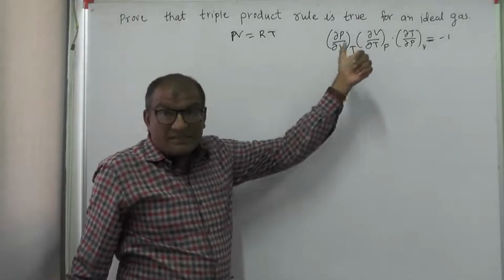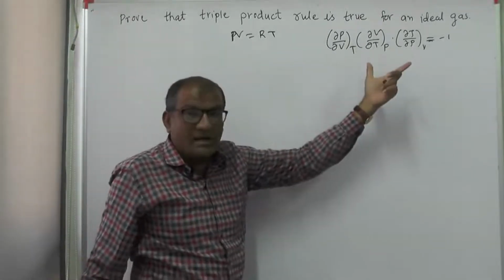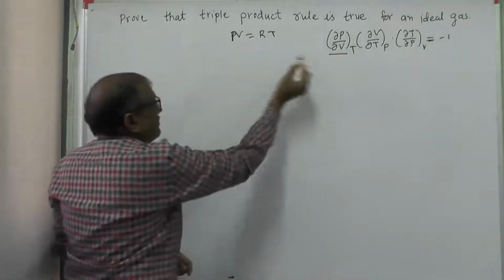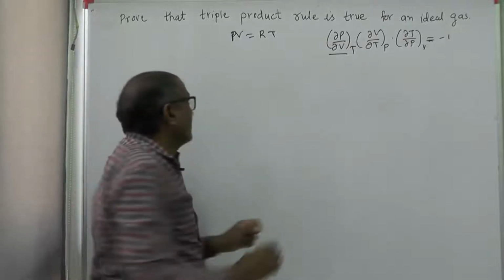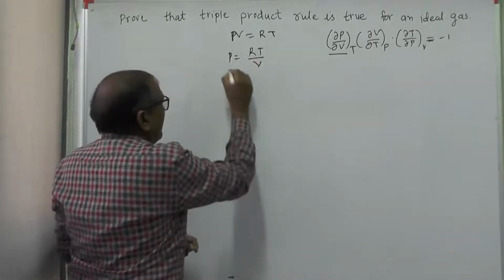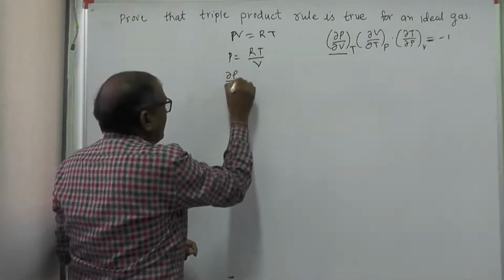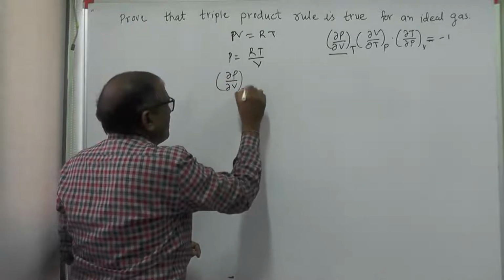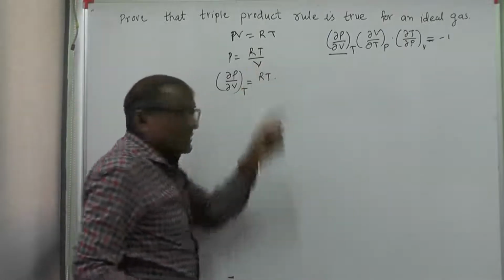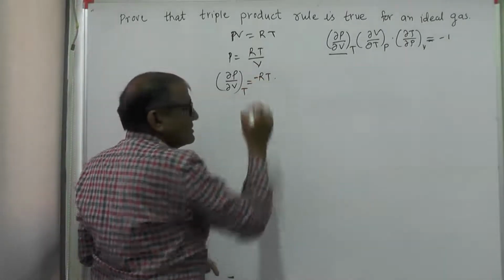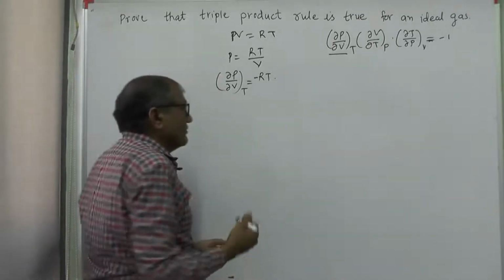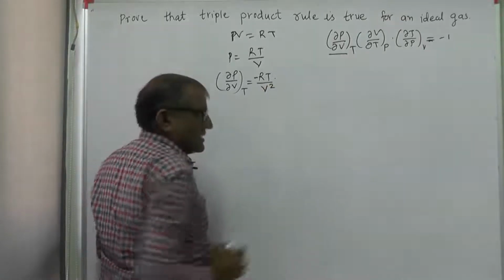Let me derive each partial derivative, then we can multiply and prove that the product is equal to -1. First derivative, it is del P over del V. I am converting this equation to P equal to RT upon V and taking the derivative of P with respect to V, keeping temperature constant. This is constant RT, and the derivative of 1 upon V is V raised to -1, that is -1 upon V square. So, this would be the answer.